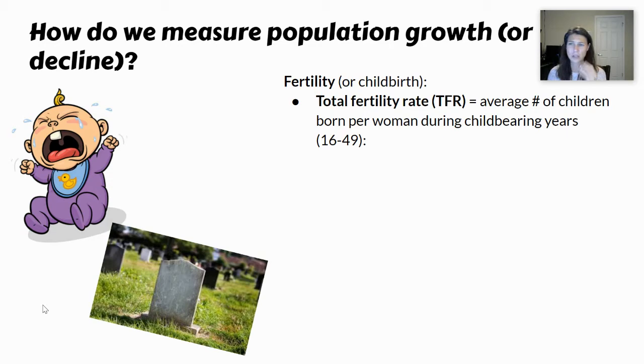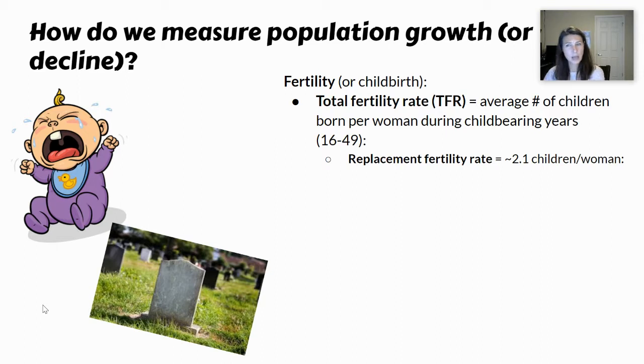And some of these terms I've actually introduced to you in the development unit, so we're reviewing just a little bit as well. So total fertility rate is the average number of children born per woman during her childbearing years. So that's between the ages of 16 and 49.